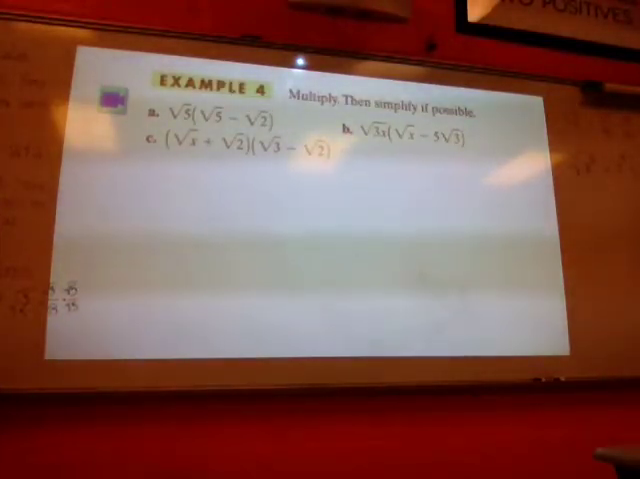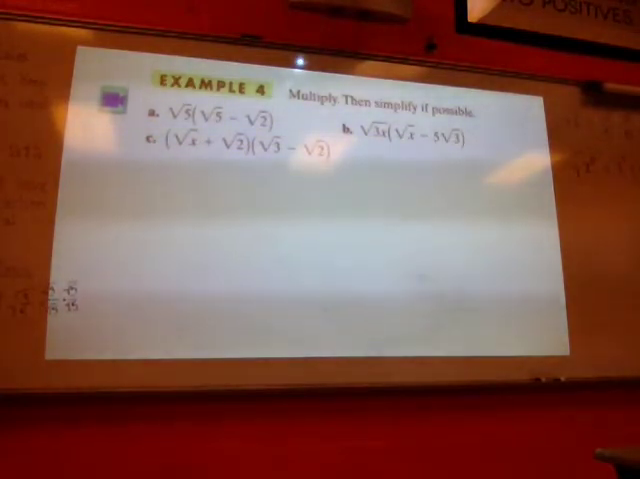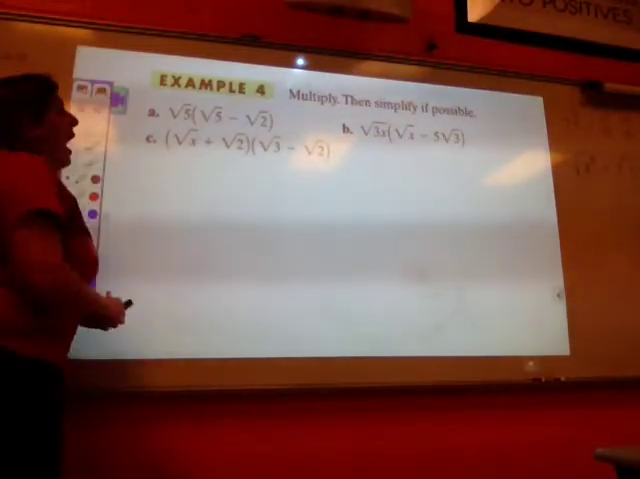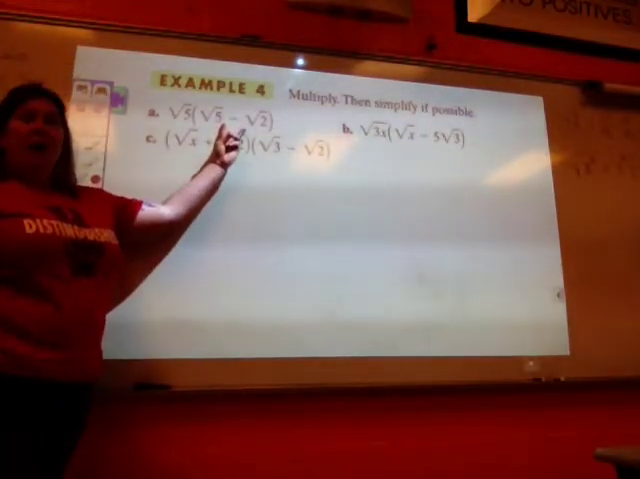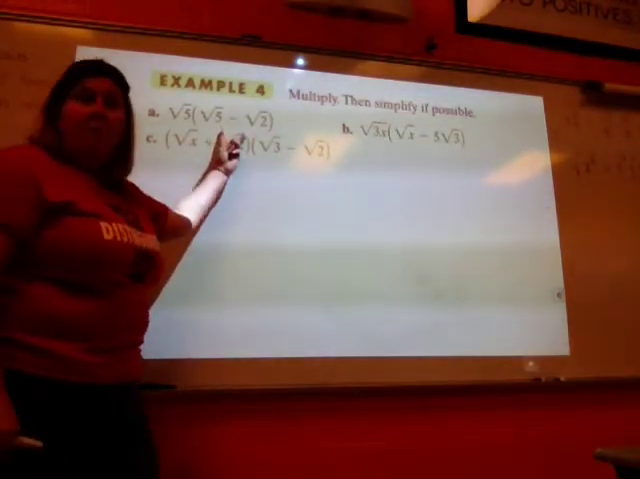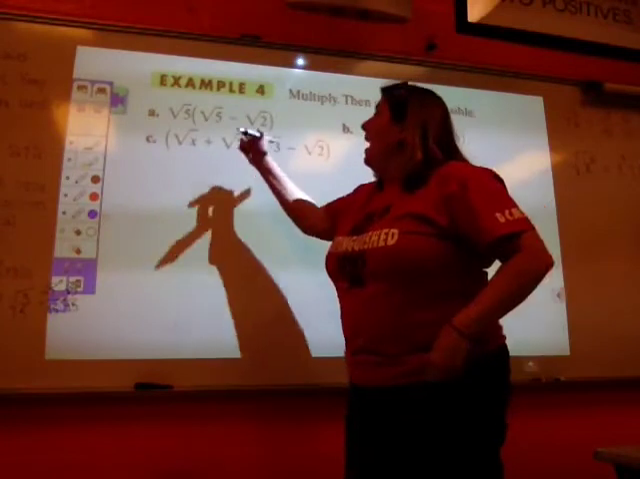Any great suggestions on what you want to do with A? Any thoughts on what we could do? Distribute the square root of 5. I can't combine these, right? Because they don't have common square roots, and square root of 5 won't simplify. So instead I can just distribute.